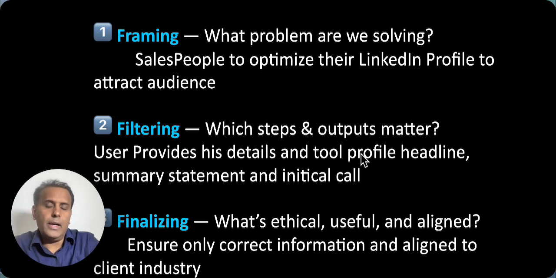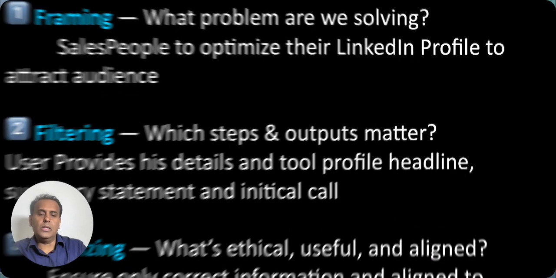Now here we wanted to be very clear that there are certain inputs we want to take. So I shared the inputs, and what the tool has to give is the headline, summary, and the conversation starters. And finally, what's ethically useful? We want to make sure that we give the instruction that it has to be correct information, aligned to the industry. So these are the things I use in the prompt.